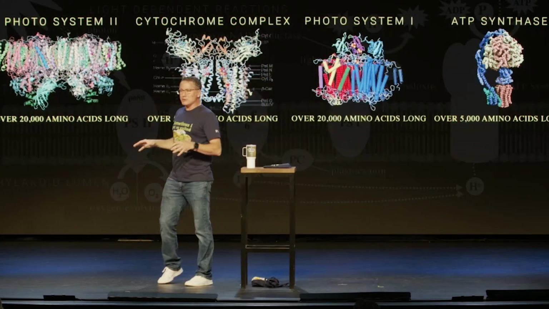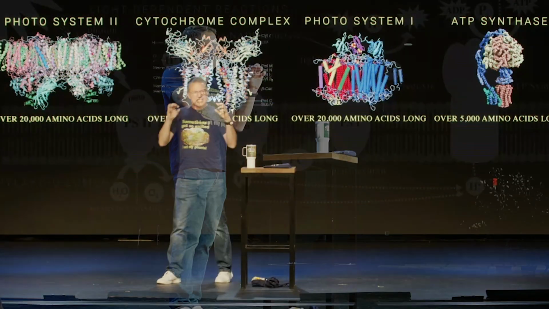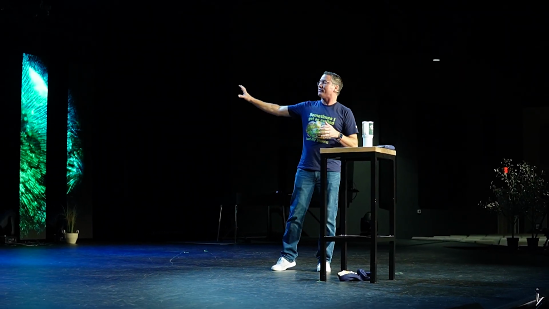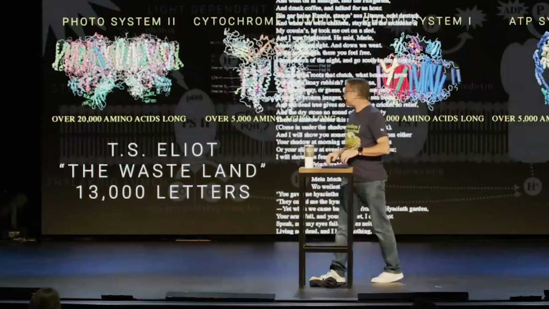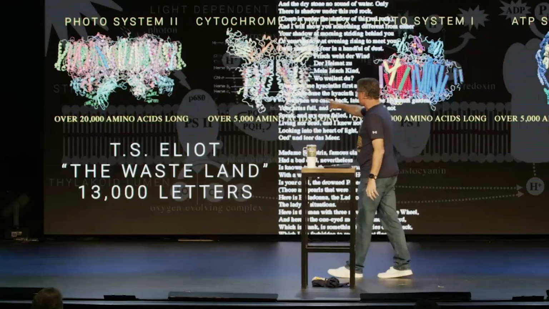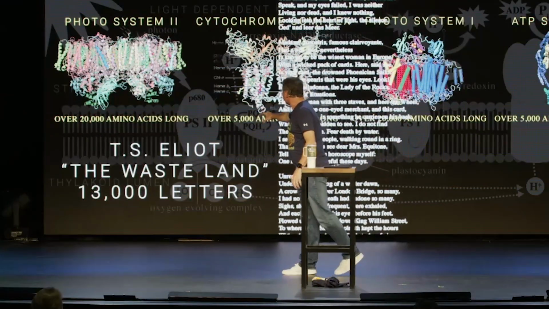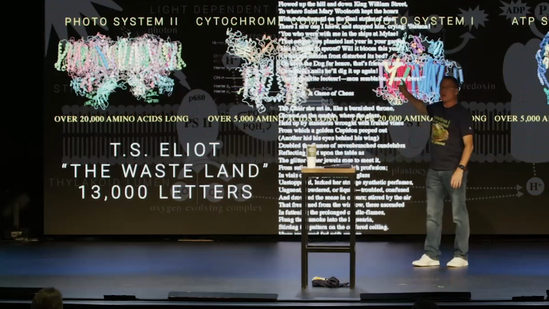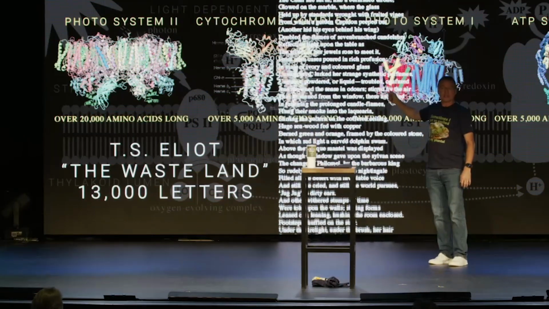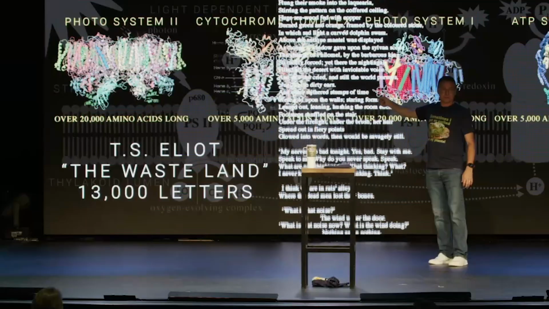Now, these are rounded numbers because depending on the plant species, these vary a little bit, or whether it even is a photosynthetic bacteria. But roughly these are round numbers. Now, this is T.S. Eliot's poem, The Waste Land, which has 13,000 letters. If these letters are not in this exact order, you don't have this anymore. It turns it into gibberish, right?